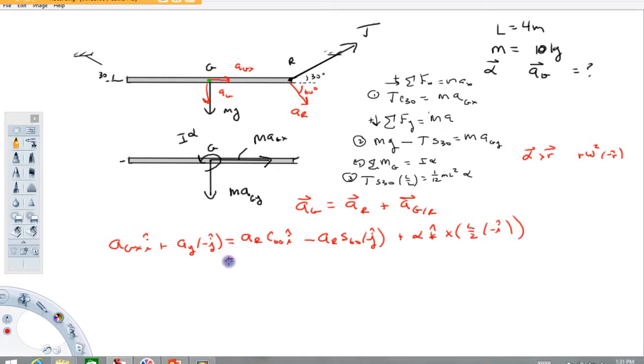Equals. Now I'm going to rewrite this: acceleration G x in the I direction plus acceleration G y in the minus J direction. See, I was forgetting a G here. This acceleration was for point G, y direction. Equals, this we're going to leave alone, a sub R cosine 60 I, minus, this we'll leave alone, a sub R sine 60 J.